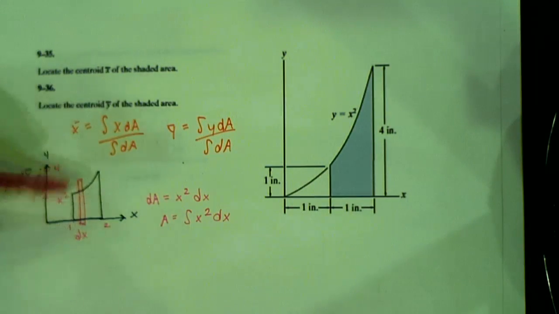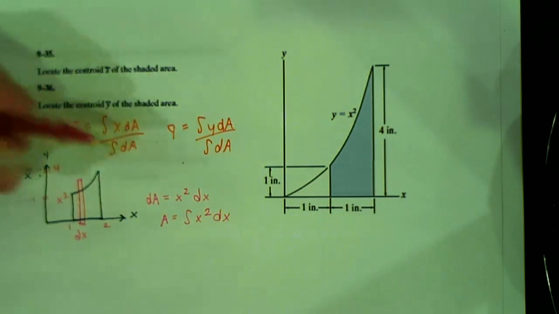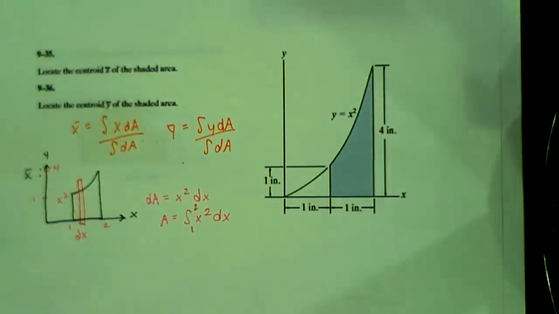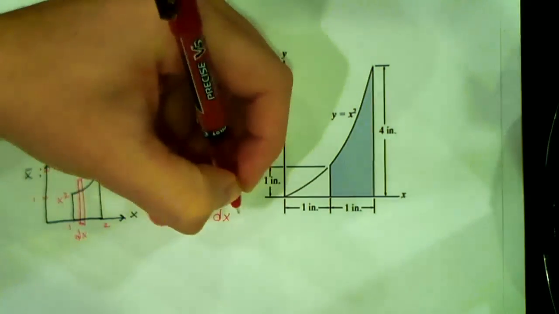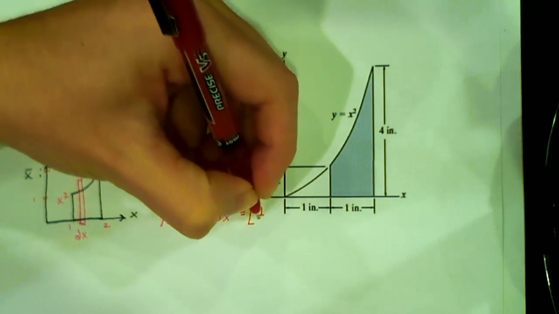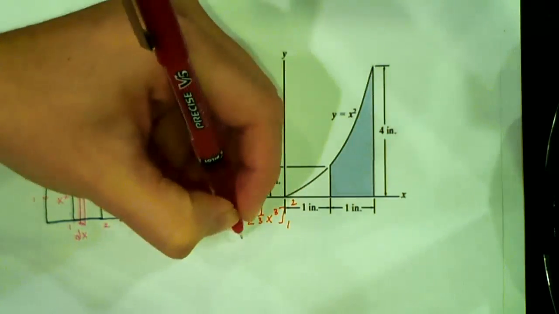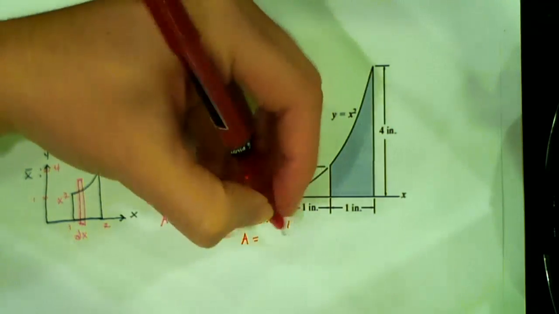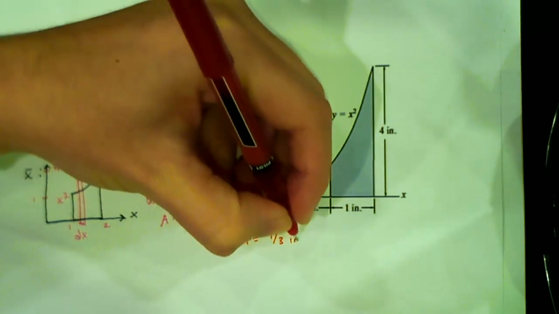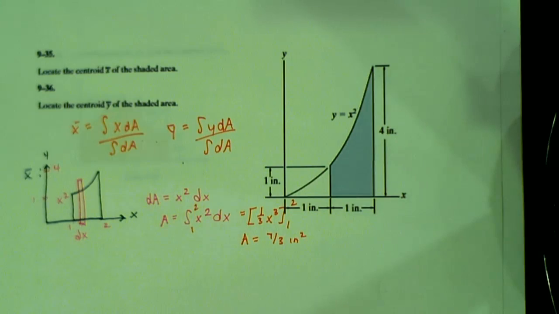So if we're looking at x's, we want to make sure we use x's. So that's the integral from 1 to 2. So this gives us 1/3 x to the 3 from 1 to 2. So our area is 7/3 inches squared. And so we can use this for both parts of this problem.